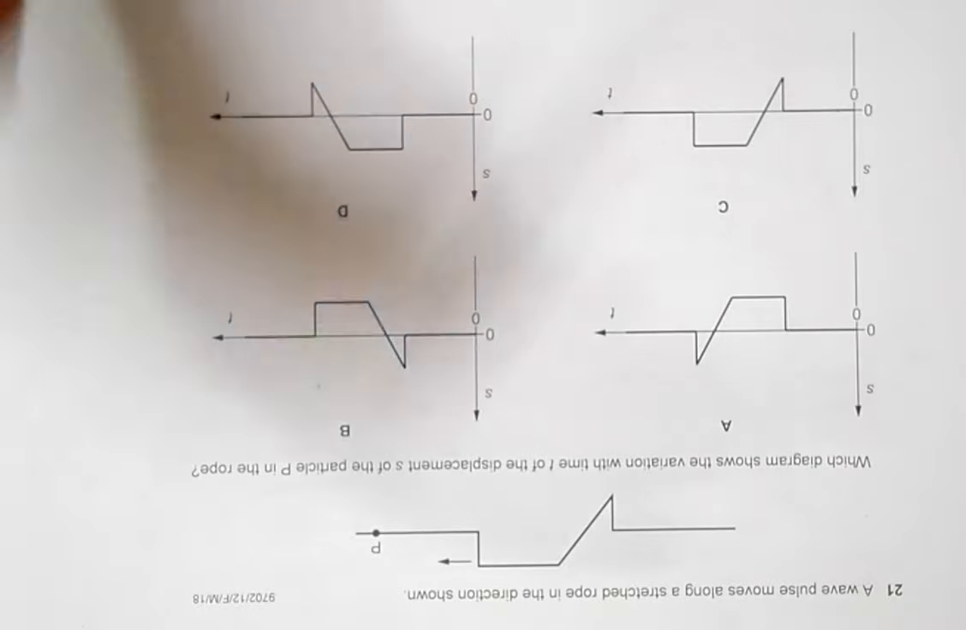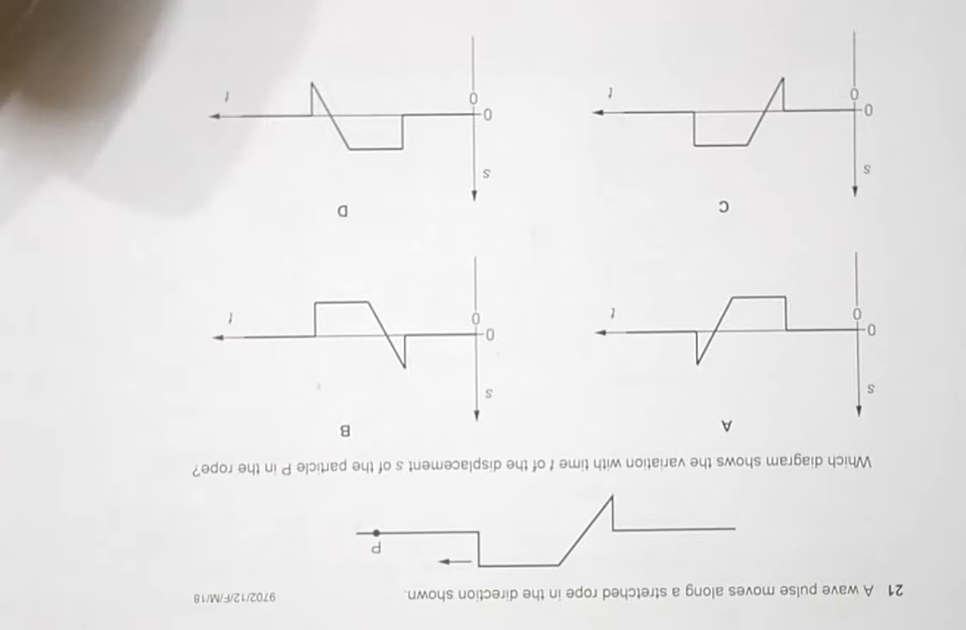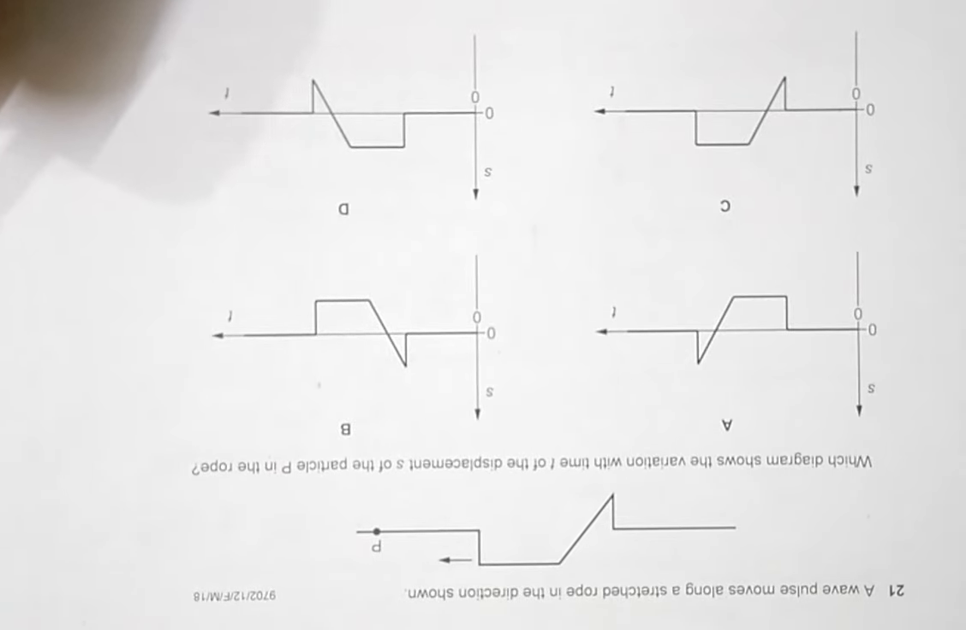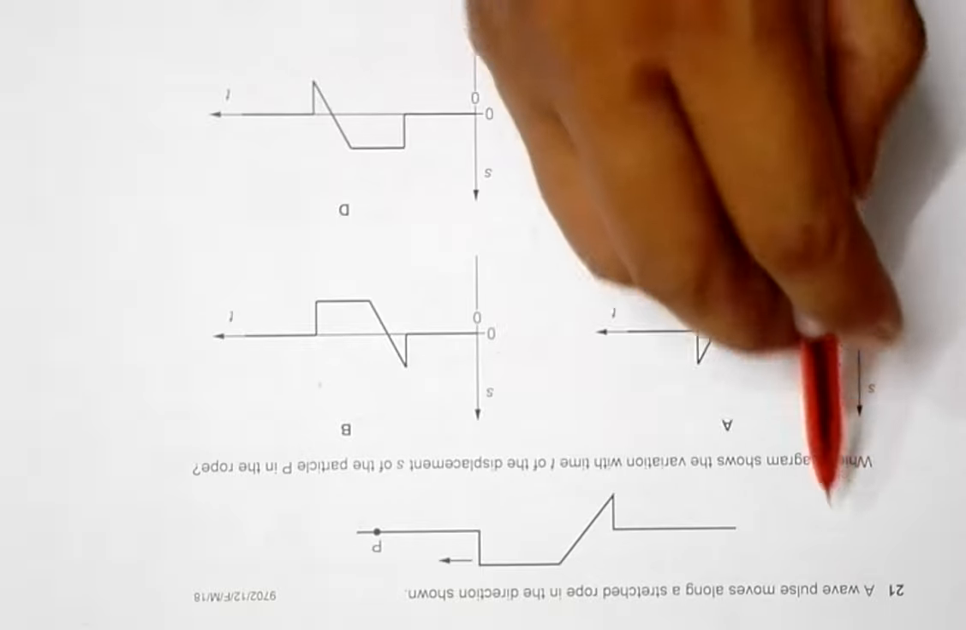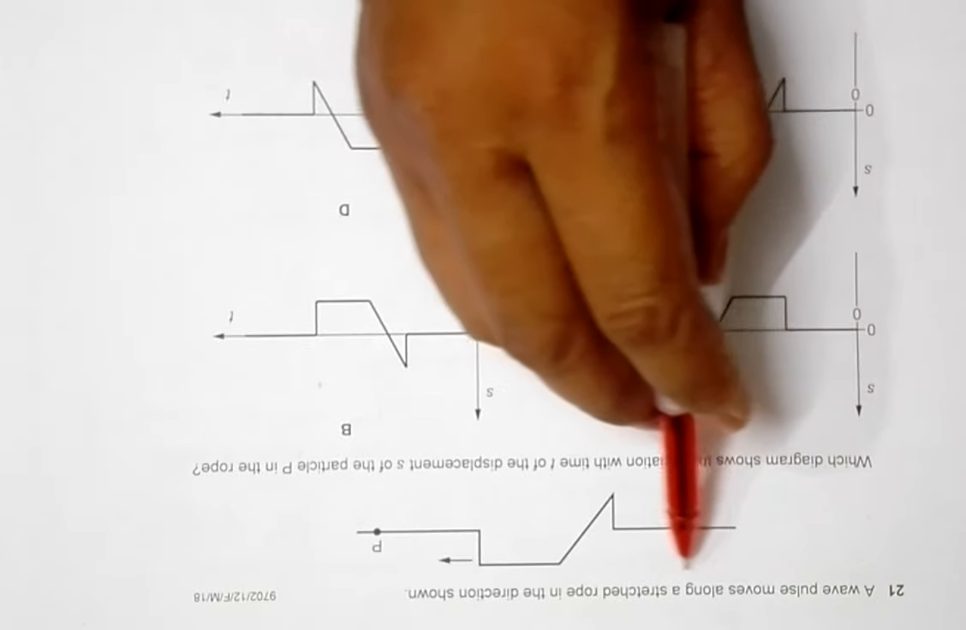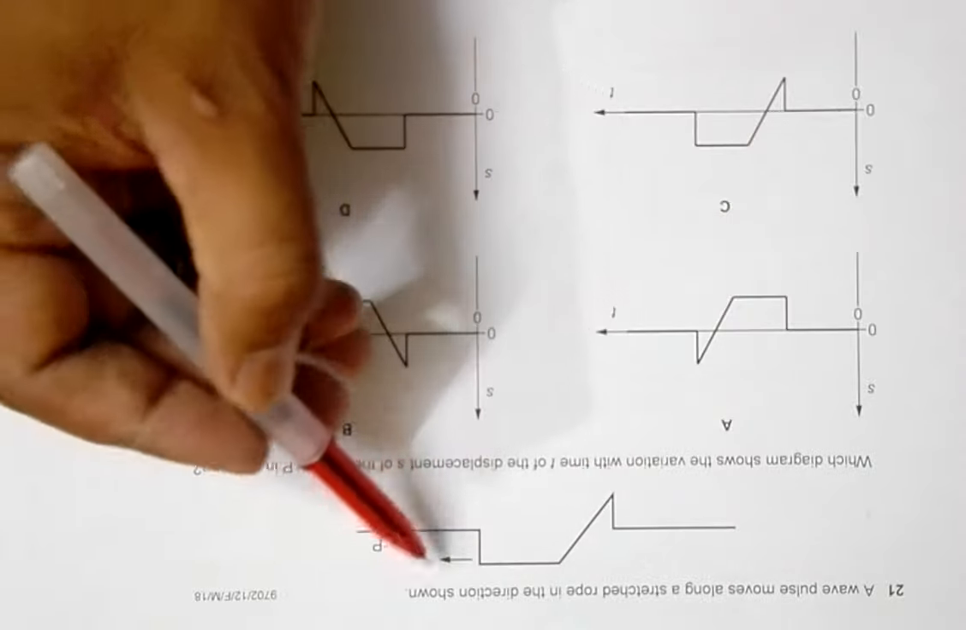This question belongs to the 2008 February-March session, paper 1-2, and the question number is 21. It is related to waves, and also the kinematics graph, because all the graphs are related to displacement and time. So we have a wave pulse that moves along a stretched rope in the direction shown. So this is the direction here.